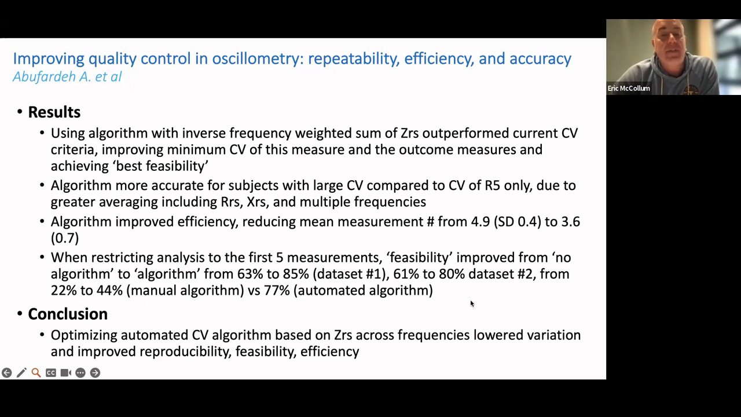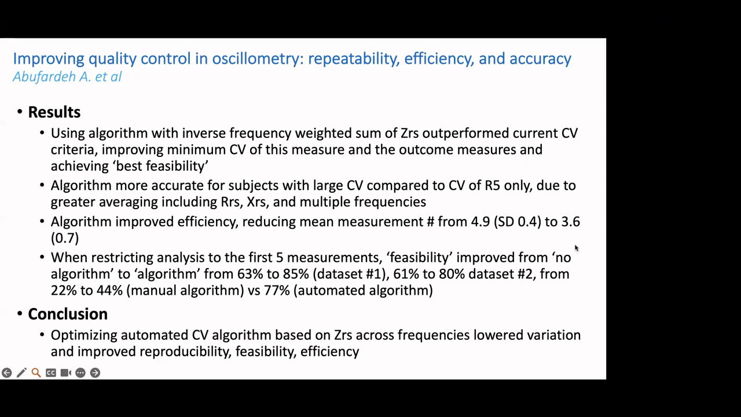And then when they restricted their analysis to the first 5 measurements, feasibility improved from not using the algorithm to using the algorithm from 63% to 85% when looking at data set 1, 61% to 80% using data set 2, and then from 22 to 44% using a manual algorithm, versus 77% using an automated algorithm. So based on the information that we have, their conclusion was that optimizing the automated CV algorithm based on impedance across all frequencies lowered the variation, improved reproducibility, feasibility, and efficiency. So that's this abstract. Any thoughts or comments here?